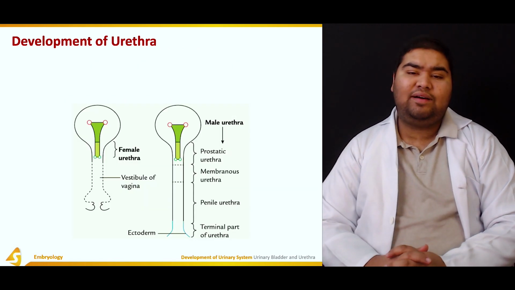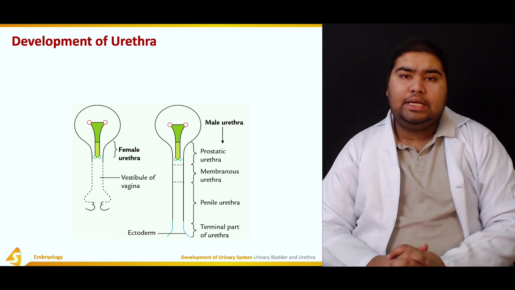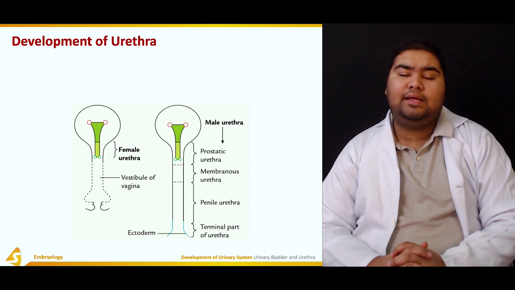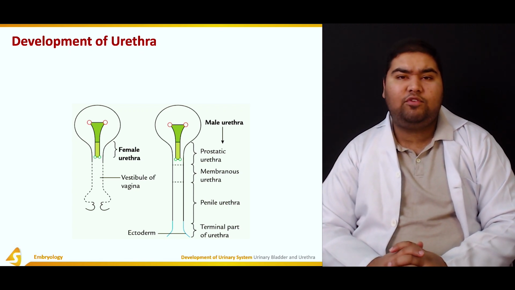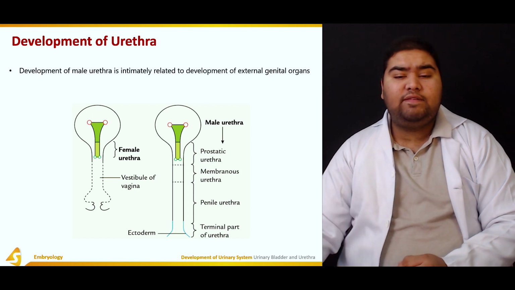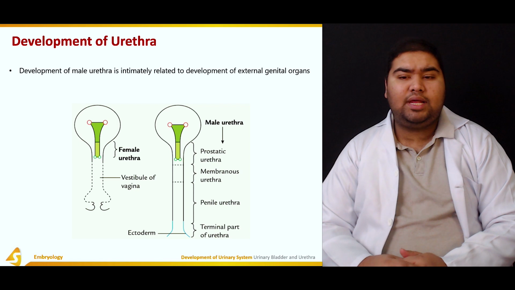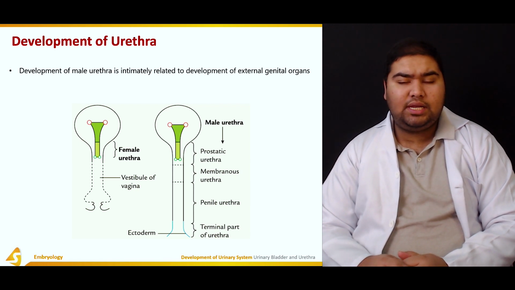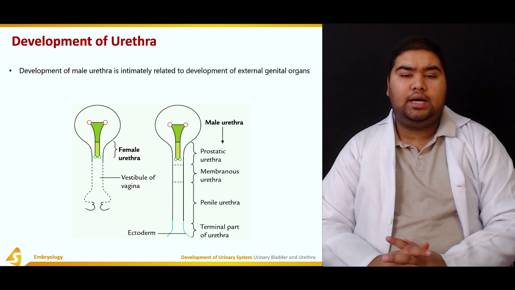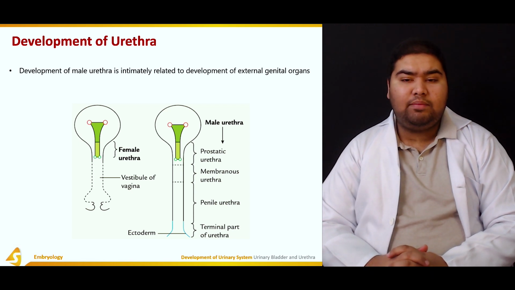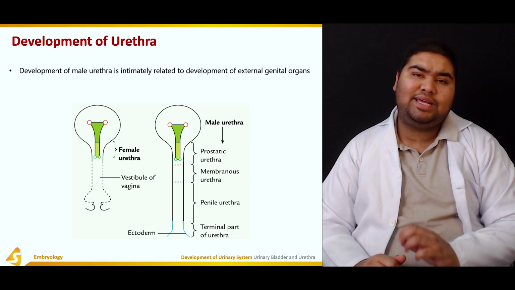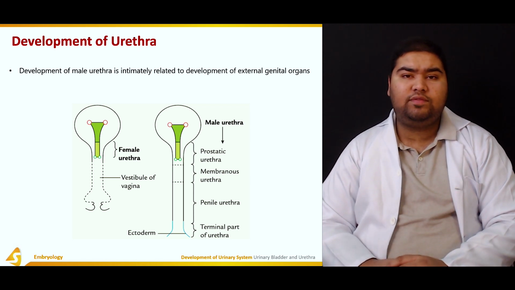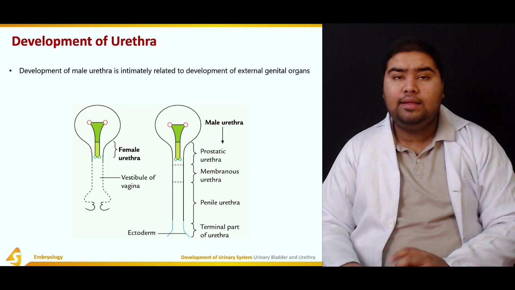So moving on, we now have the development of the urethra. Development of the urethra will be taken up separately in males as well as females, but the figures would be there side by side for comparison. Development of the male urethra is intimately related to the development of the external genital organs. The epithelium of the entire female urethra and most of the male urethra is derived from the urogenital sinus. So the epithelium of the urogenital sinus is responsible for the formation of the epithelium of the adult urethra in males as well as females.